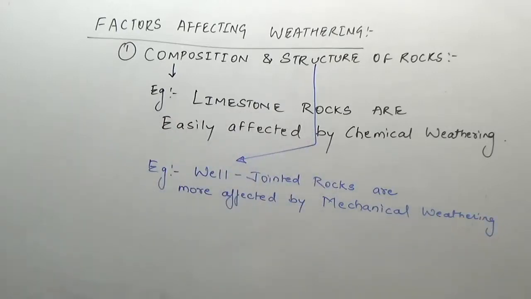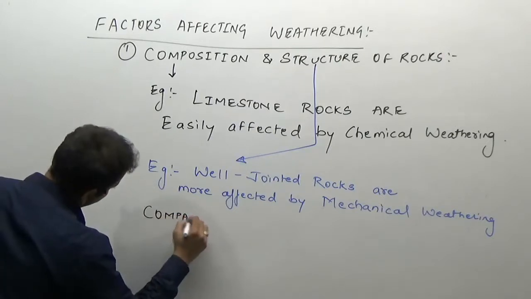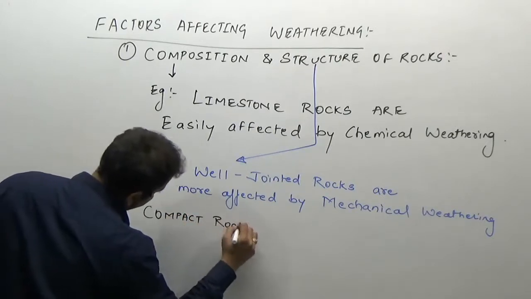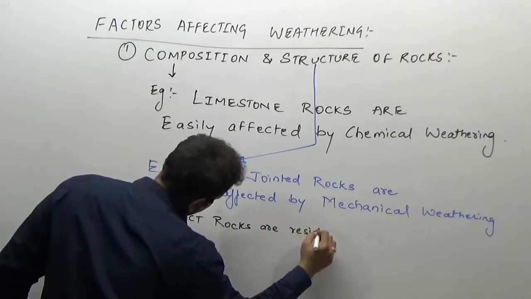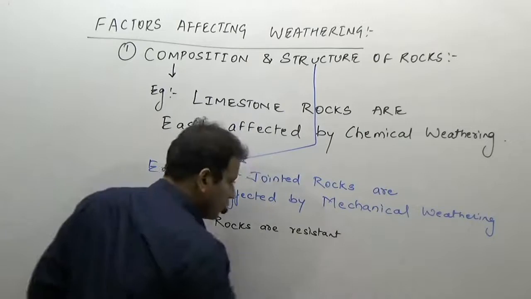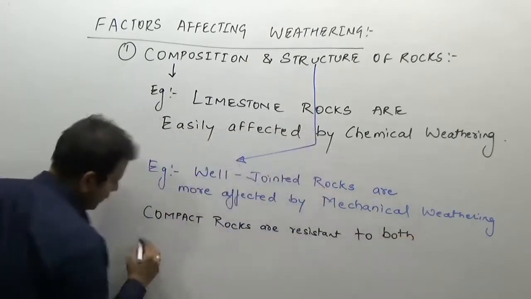The third is compact rocks. Compact rocks are resistant to both physical and chemical weathering.